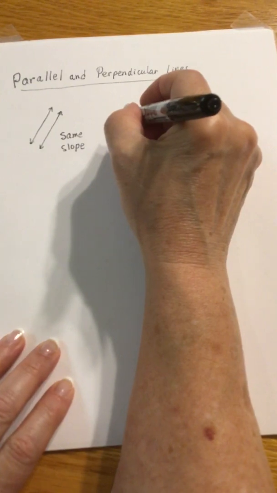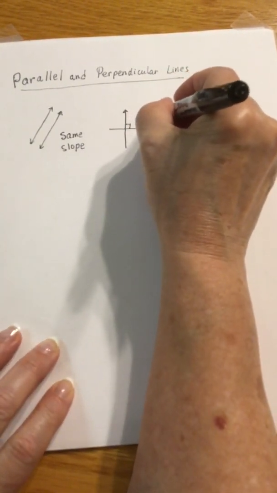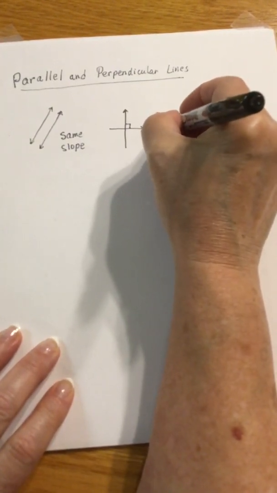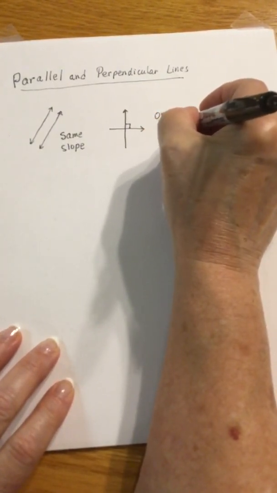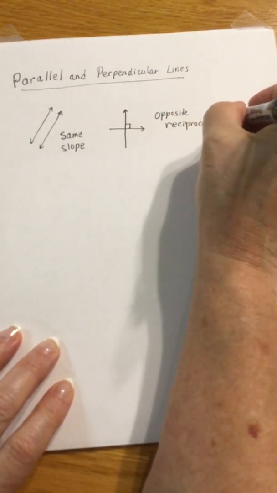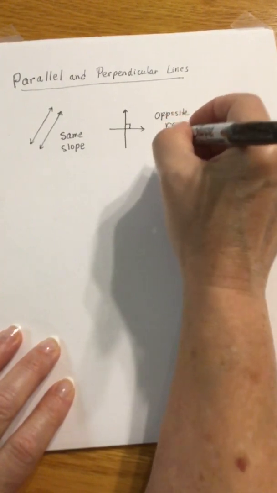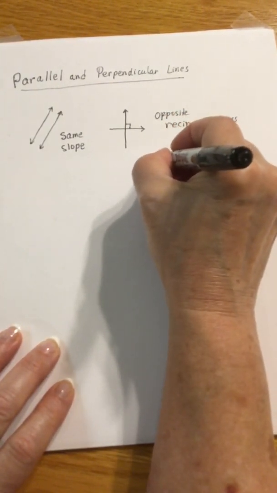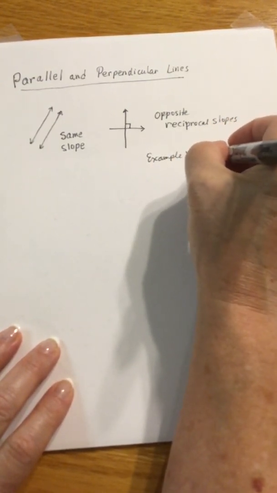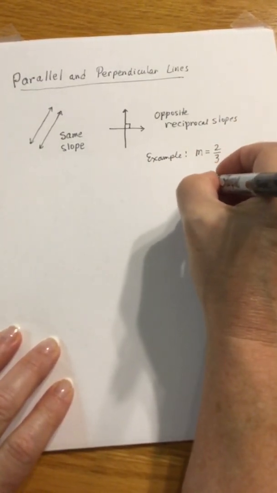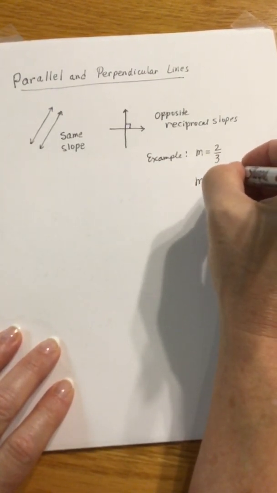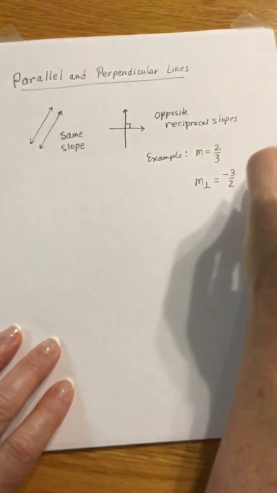So perpendicular lines have what we call opposite reciprocal slopes. So what does it mean to be an opposite reciprocal? Well, an example, if I tell you the slope is 2 over 3, then m perpendicular would be negative 3 over 2. The opposite and reciprocal is this thing flipped over.